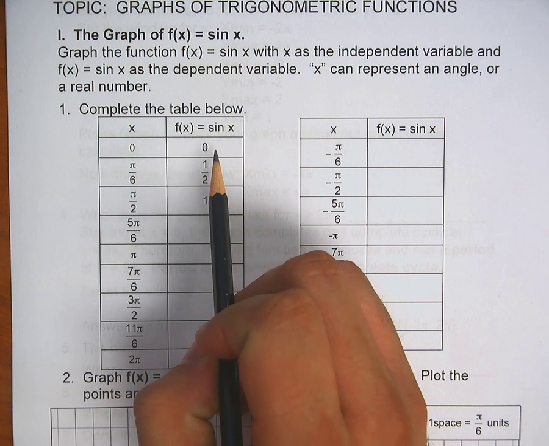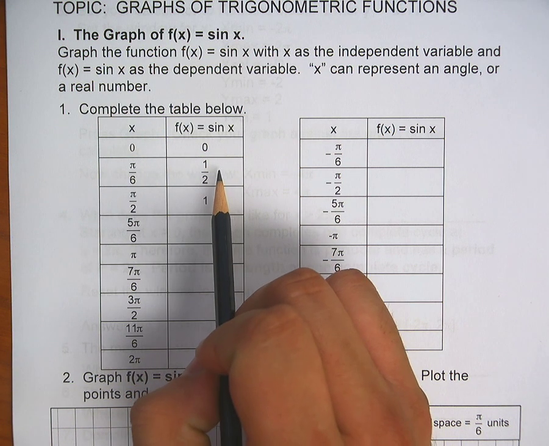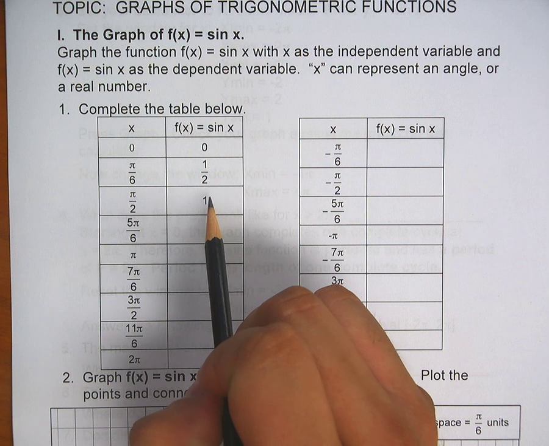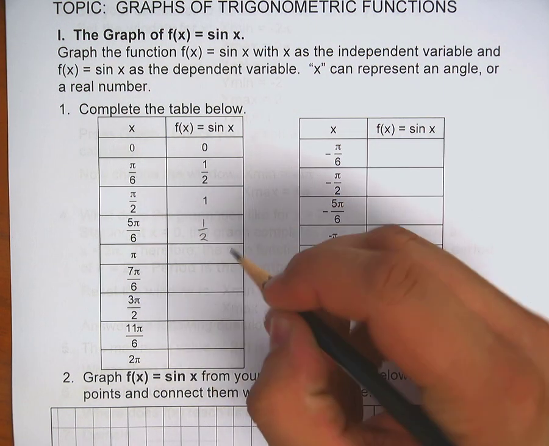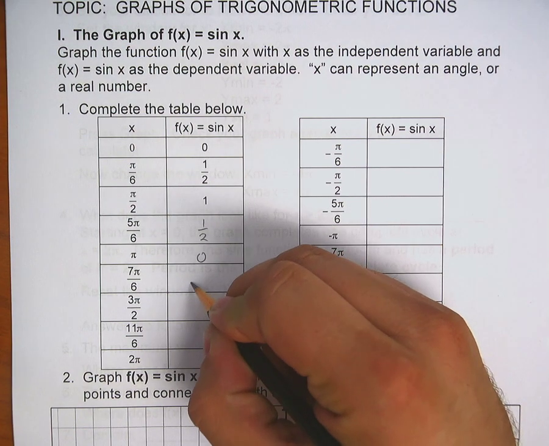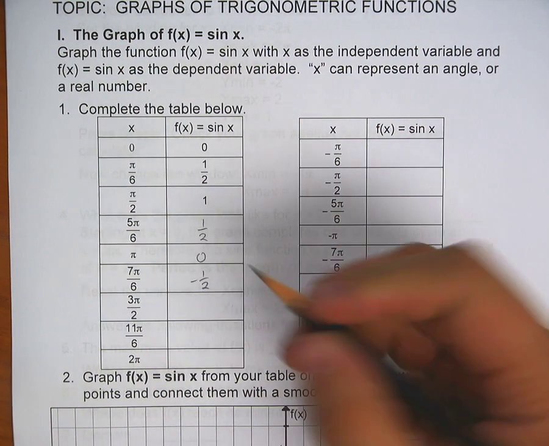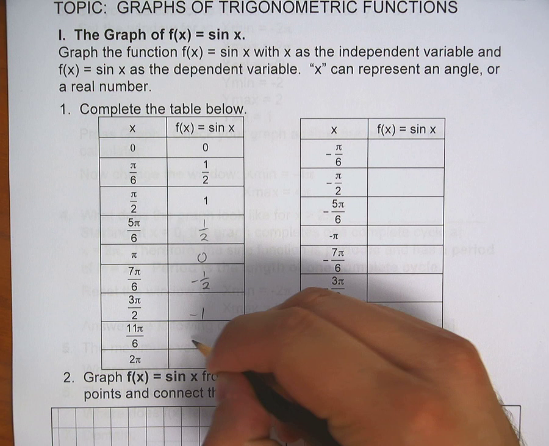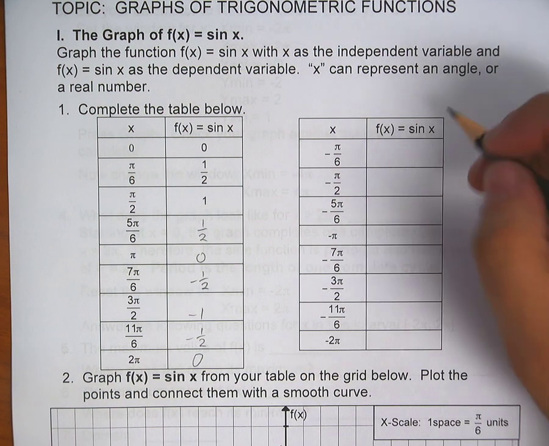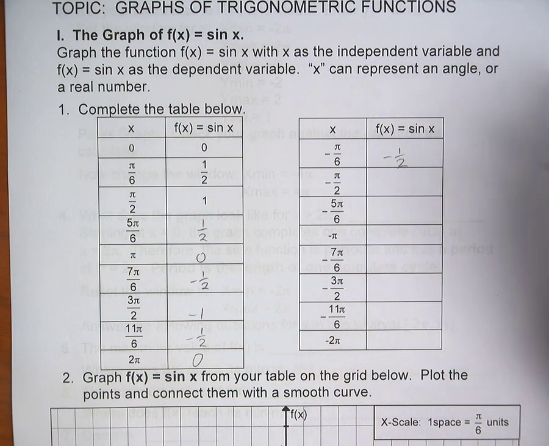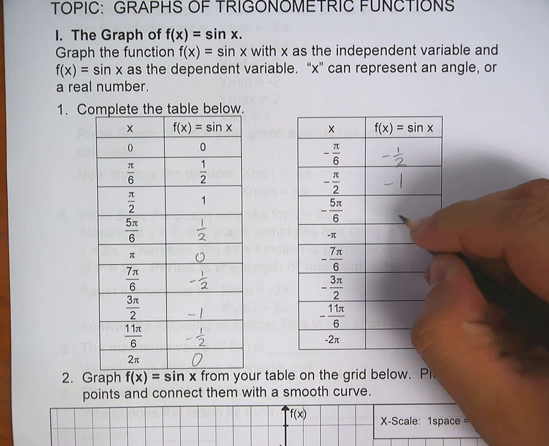The sine of 0 is 0. The sine of pi over 6 is 1/2. Sine of pi over 2 is 1. For the sake of time, I'm just going to power through these real quick. It's 1/2, 0, negative 1/2. We're not going to go over this because you already know how to find sine values from your unit circle. This should all be old hat. Negative 1, negative 1/2.